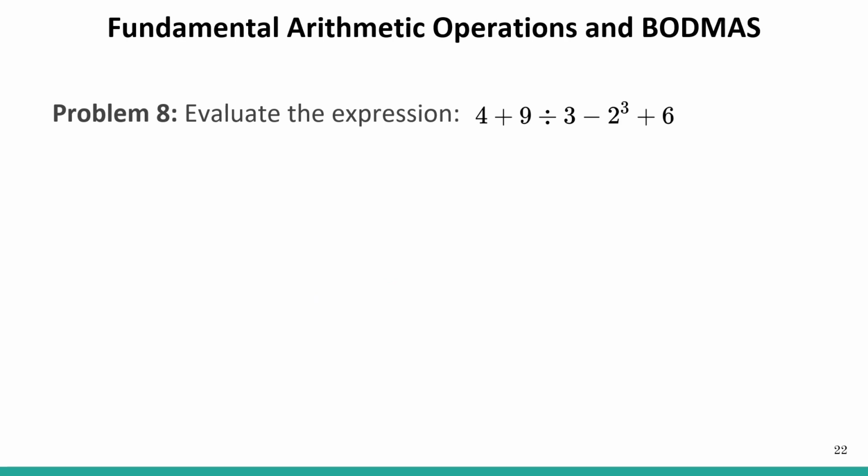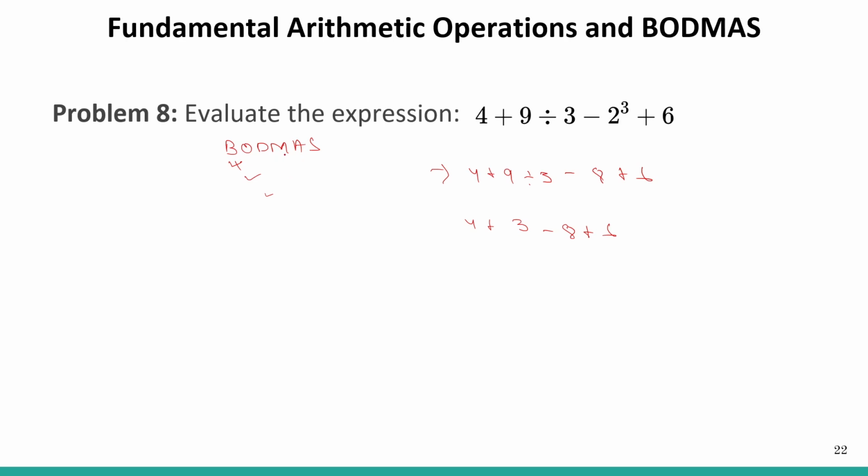So evaluate the expression 4 plus 9 divided by 3 minus 2 power 3 plus 6. Okay, we'll again use the BODMAS rule. Are there any brackets? No. Are there any exponents? Yes. So let's solve it. So 4 plus 9 division 3 minus 8 plus 6. So this was done. So let's go for division. Is there any? Yes. So 4 plus 9 by 3, which is 3, minus 8 plus 6.